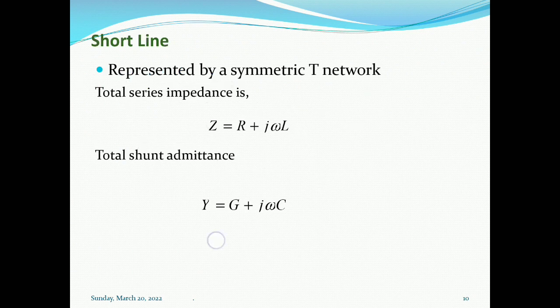The second one is the short line. The short line means the practical line of finite length. The word short does not indicate the actual length of the line. As it is a practical line with finite length, it is called a finite line. The finite line which is terminated in the characteristic impedance behaves as an infinite line. This means that its input impedance will be Z0, and there will be no reflection. The symmetrical T network is the mostly used network in the transmission line.